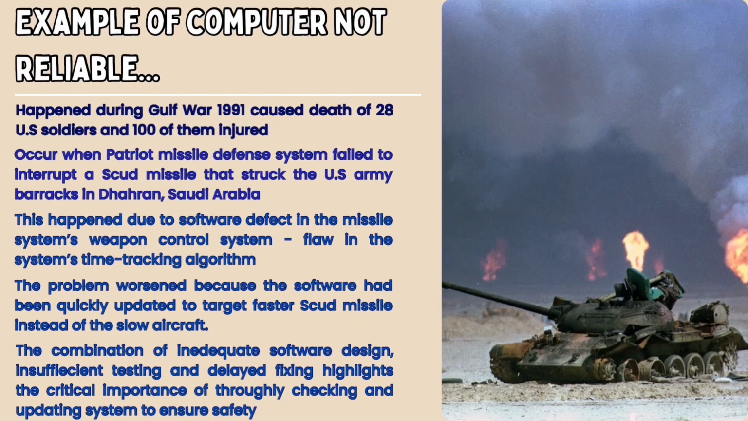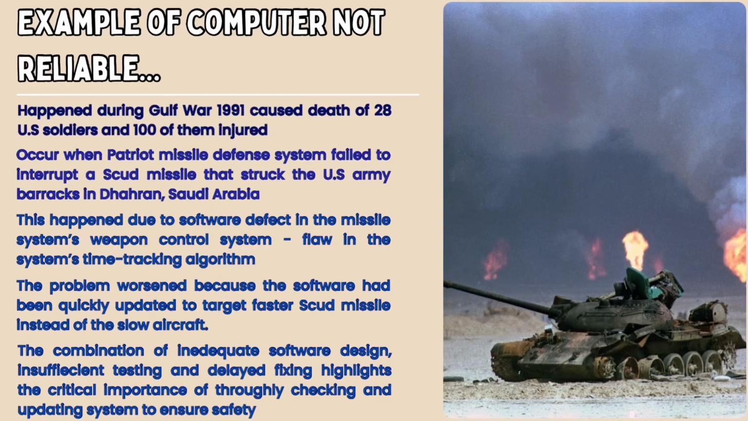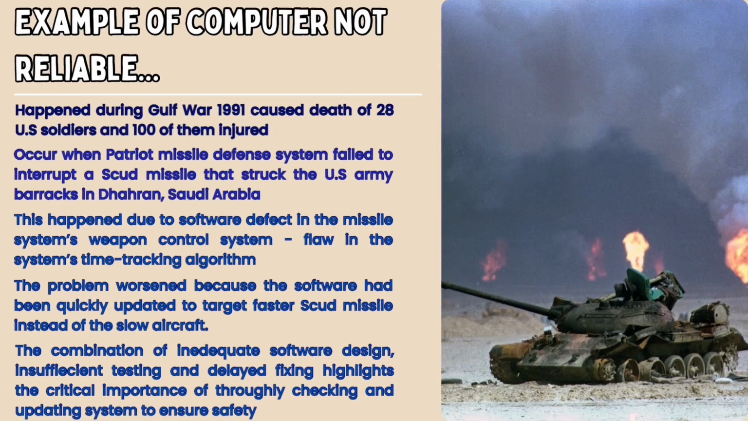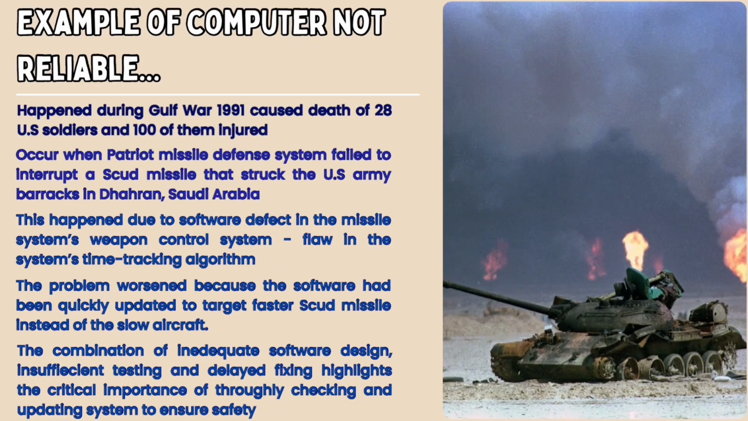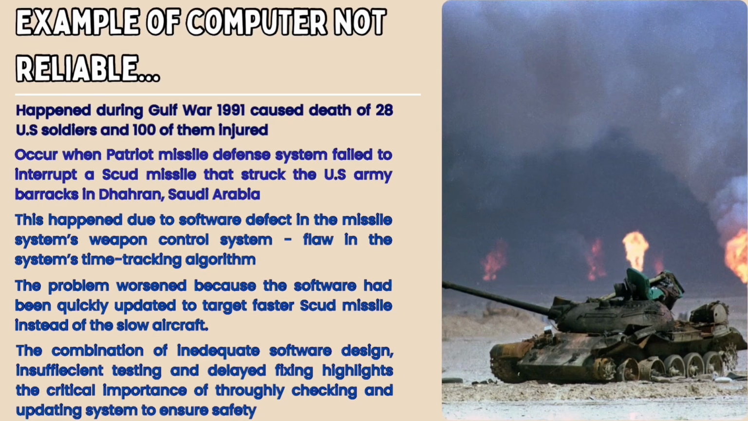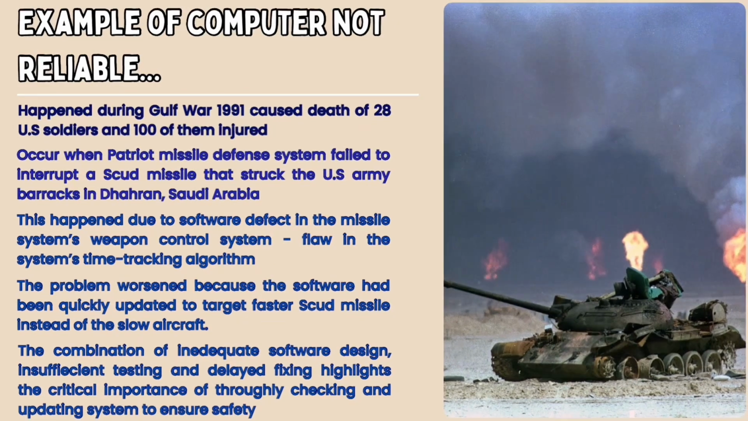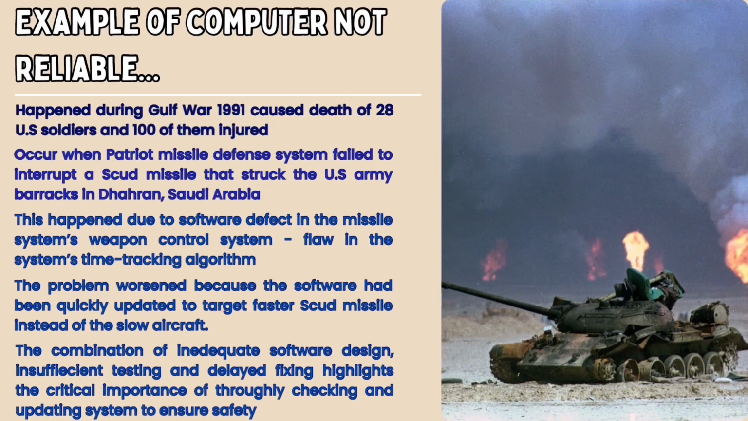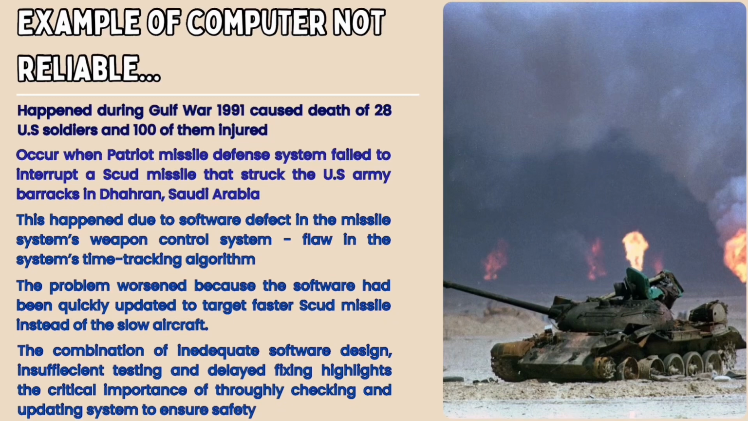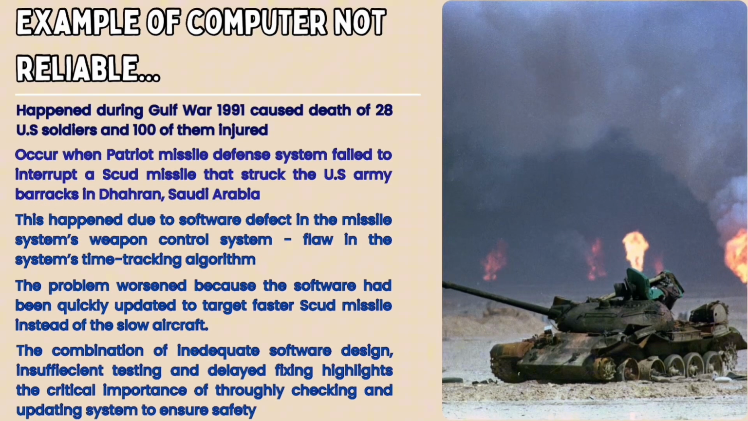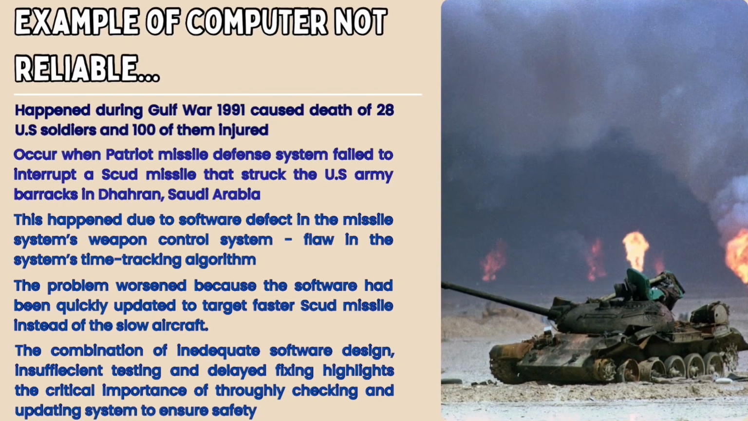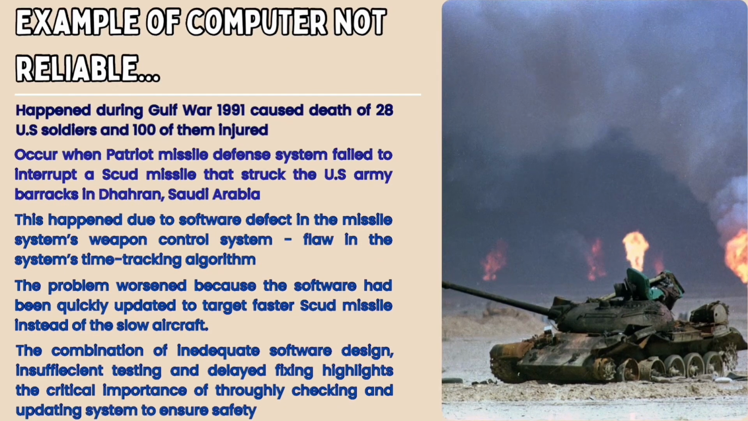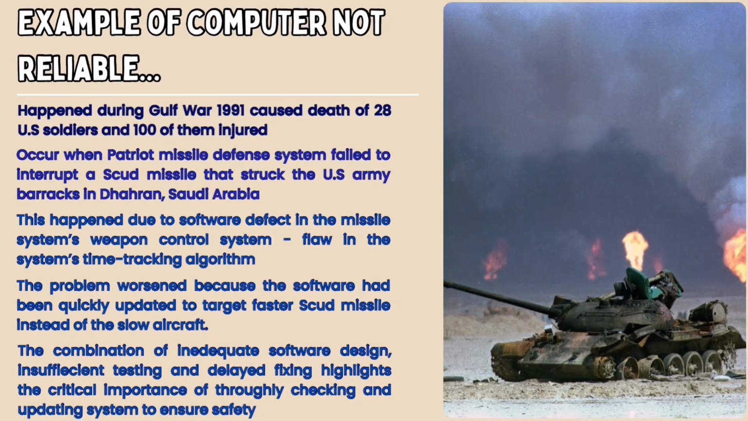The failure was directly linked to a software defect in the missile system's weapon control system. The main issue was a flaw in the system's time tracking algorithm. The Patriot system used a method to track time that could not accurately handle fractions, causing a small error to build up over time. After the system ran for about 100 hours, the error miscalculated the location of the Scud missile. As a result, the radar data pointed the missile tracking algorithm to the wrong location, leaving the Scud undetected.